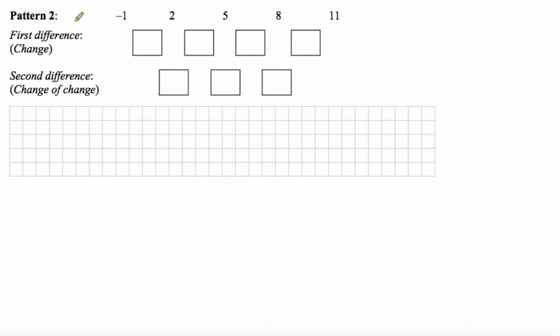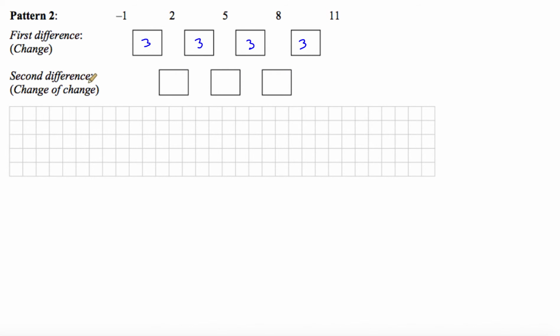So here we have pattern 2, and the pattern starts with the number -1, goes up to 2, 5, 8, 11. So from -1 up to 2, that's a jump of 3. From 2 to 5 is another jump of 3. 5 to 8, a jump of 3. And 8 to 11 is another jump of 3.